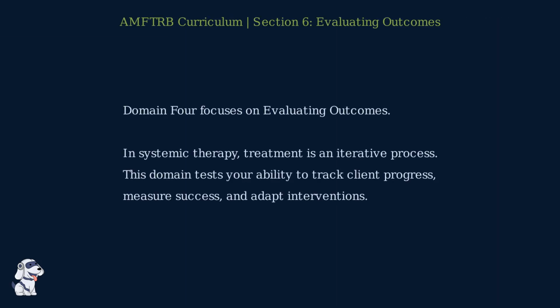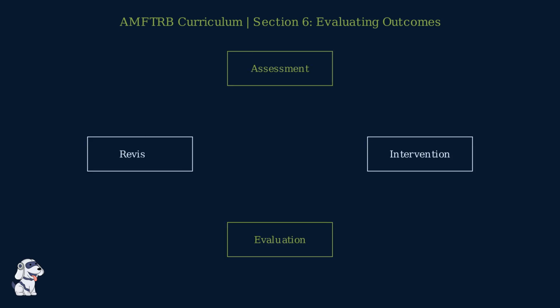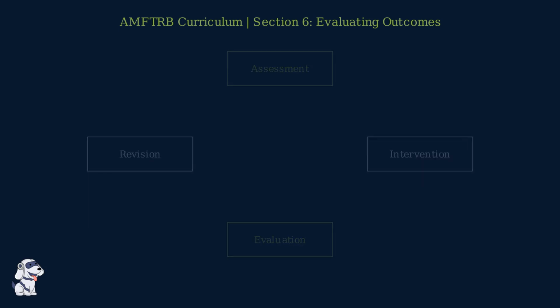The fourth domain of the AMFTRB exam centers on evaluating clinical outcomes. You must demonstrate the ability to monitor client progress effectively and adjust your treatment plans based on real-world data. Therapy is a continuous cycle. After selecting an intervention, you must gather feedback. If outcomes don't align with clinical goals, this domain requires you to rethink your approach and revise the treatment plan.